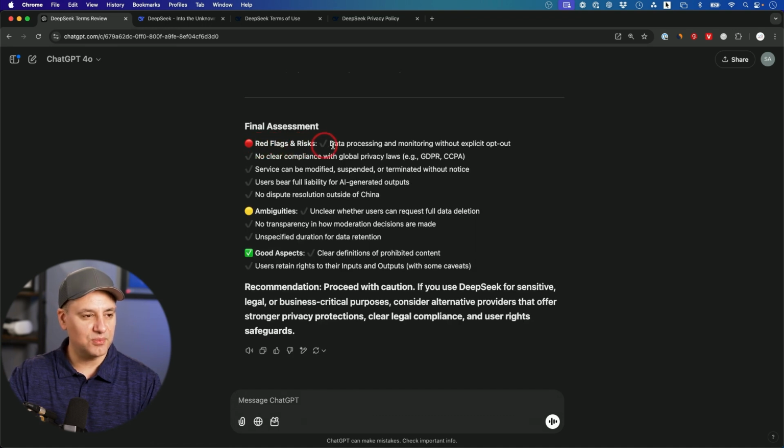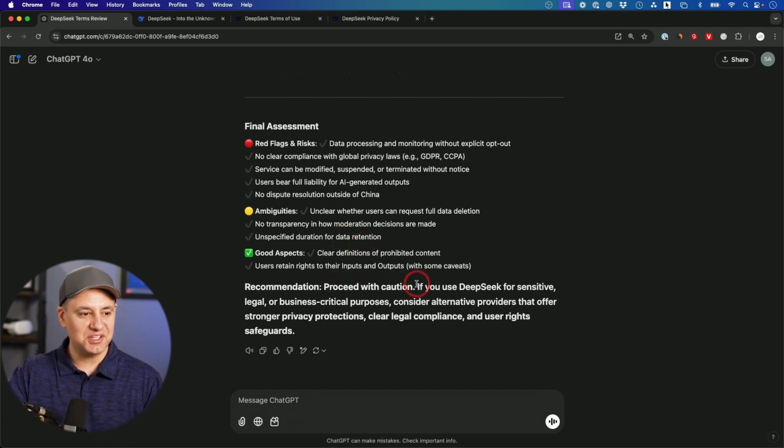Okay, so right here, red flags and risks. The first one I just mentioned: no clear compliance with global privacy laws like GDPR. Service can be modified, suspended, or terminated, that's normal. Users bear full responsibility for AI-generated output, that's normal. No dispute resolution outside of China, I'm assuming that's pretty normal for a Chinese company. Unclear whether users can request full data deletion, no transparency on how moderation decisions are made, unspecified duration for data retention. That's probably one of the bigger concerns with this document, and you mentioned in the privacy policy where they could just retain the data forever, I guess, and do whatever they want with it, train any model with it. There's no way to get out of that.